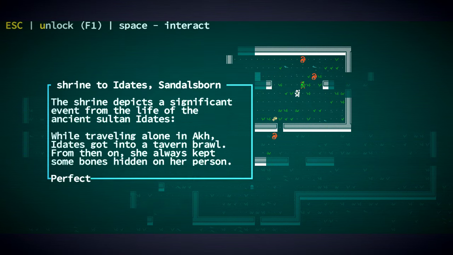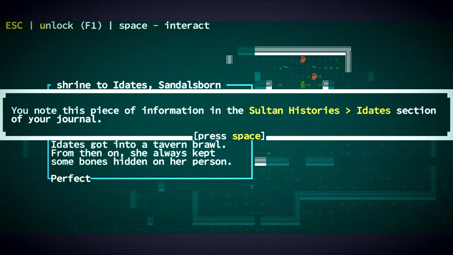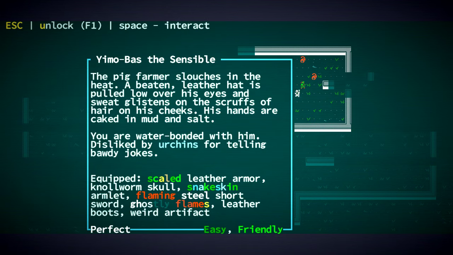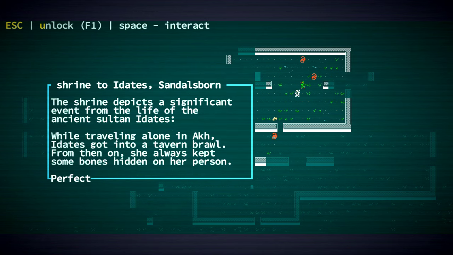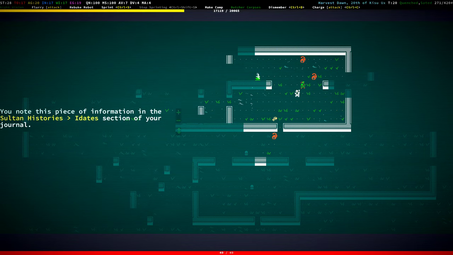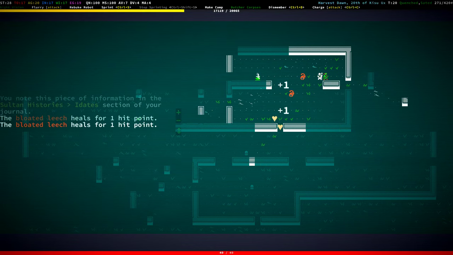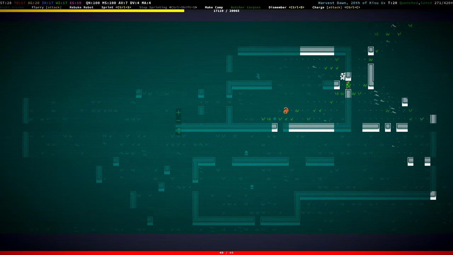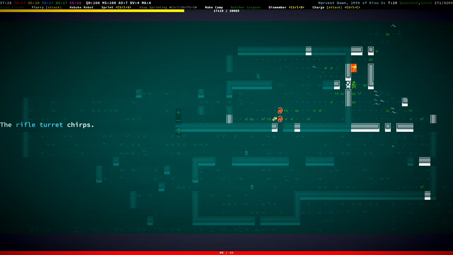That is a shrine to Idates. While traveling alone in Ok, Adates got into a tavern brawl. From then on, she always kept some bones hidden on her person. Interesting. This should be fine.